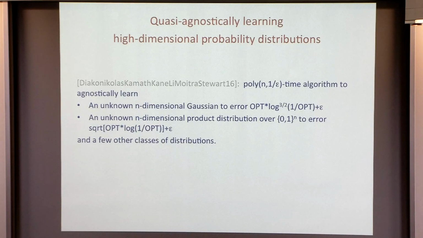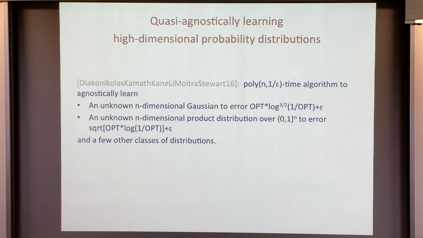If you have no noise, for the Gaussian, I'll just learn the covariance matrix by sampling. I'll learn the mean by sampling, and I'll spit out those parameters, and I'll have a high accuracy hypothesis. For the product distribution, if you have no noise, I'll just estimate the probability that the first coordinate is 1, the second coordinate is 1, and so on. These are easy learning problems if there's no noise. If you're in high dimension and there is noise, it's very, very non-trivial to learn these classes.